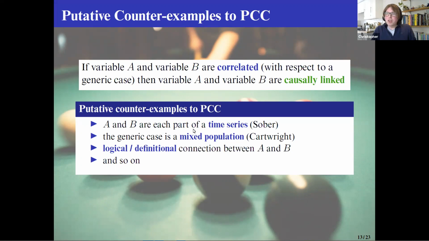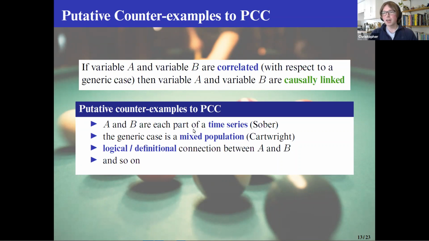So the question then becomes, in light of these putative counterexamples to the principle of the common cause, what are we going to do? One option would be to say, look, every time we find a new counterexample, we'll just add a further qualification to the principle. So you discover these time series counterexamples, and then you say the principle has to have this extra qualification that it doesn't apply when the variables are time series variables.